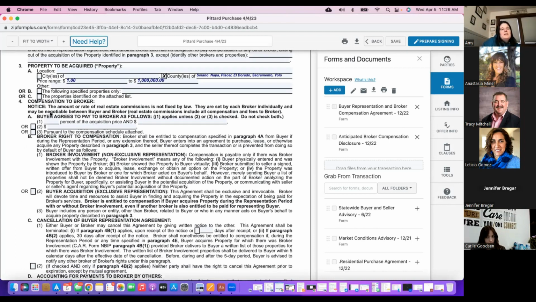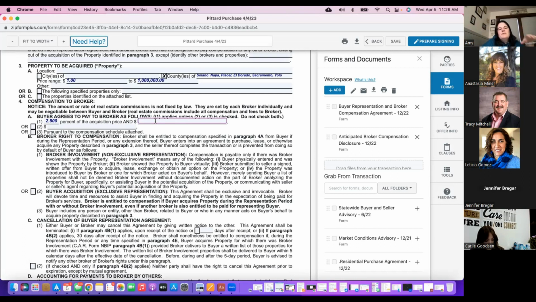All right, compensation. Buyer agrees to pay broker as follows. Applies unless 2 or 3 is checked. Do not check both. So, right, it's A1 or 2 or 3. So A1 is blank % of the acquisition price and blank. So here's where you put in, hey, the average commission that's offered to a buyer's agent is 2.5%, and I'm totally good with that.